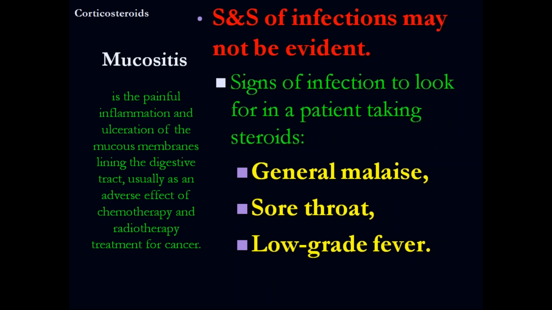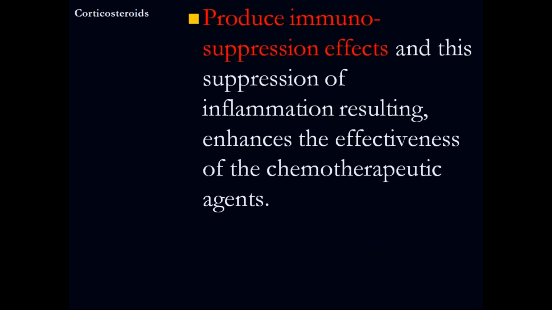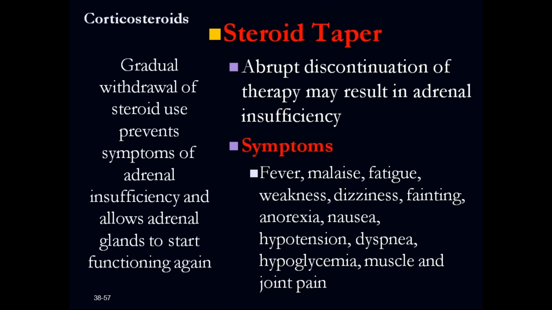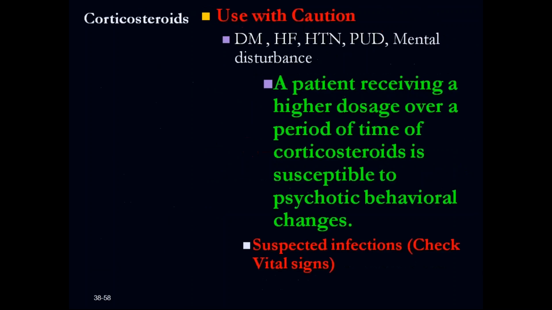First of all, general malaise, sore throat, low grade fever. So surely, if you have a low grade fever, you start to suspect. Second, sore throat: the most common system for infection is going to be the respiratory tract. Of course, you're not going to be happy feeling that, so you feel malaise. All right, so corticoids produce immunosuppression. Corticoids do not have an analgesic effect. Please remember this. Glucocorticoids increase the glucose in blood. We have the tapering of the steroids. It's very important.